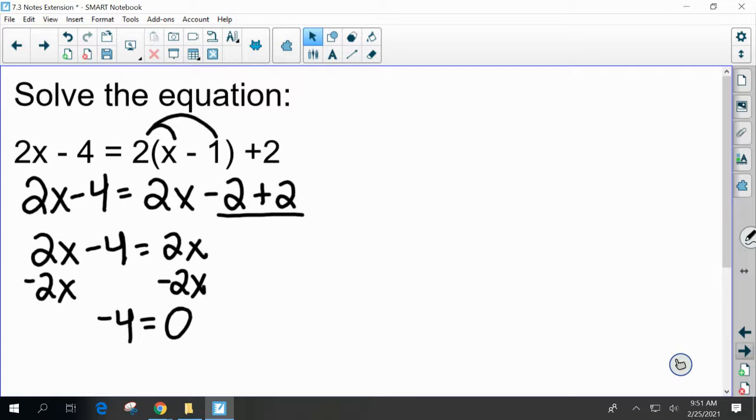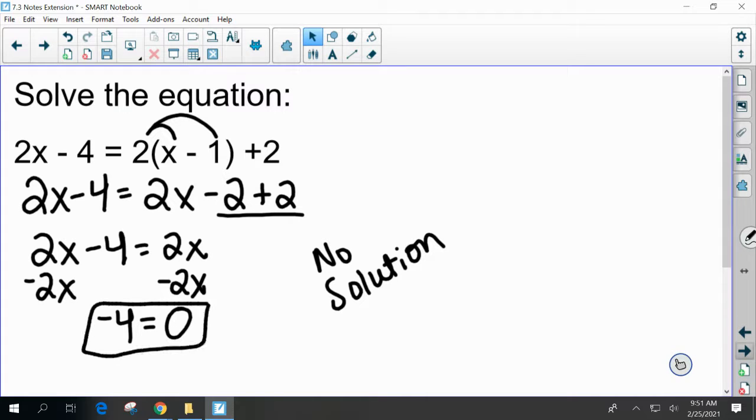So it's a no solution because negative 4 does not equal 0. So this is no solution. You do need to have this as your answer as well as showing that you got no solution. So don't just get to this point right here and not actually write no solution, because that is your actual answer.